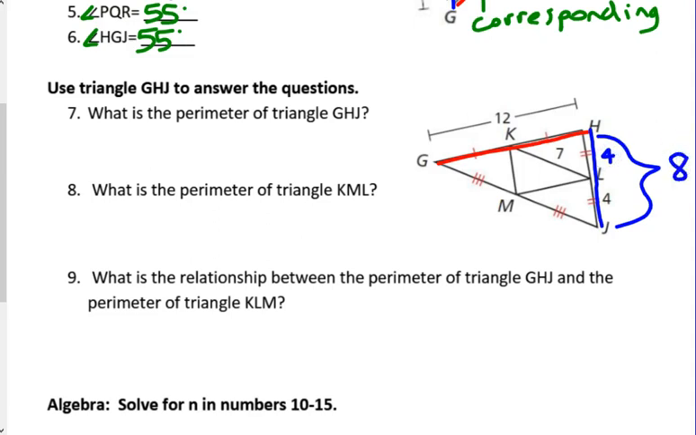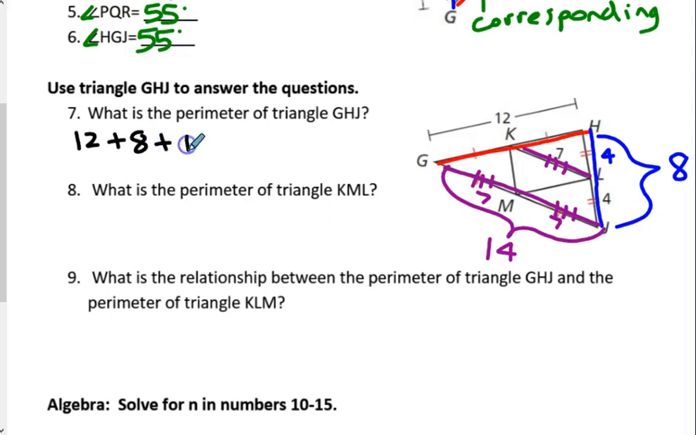And then, last but not least, GJ. If I know 7 is this mid-segment, I'll give it 3 tick marks, then I know each of these is going to be 7. And remember, the parallel side from a mid-segment is doubled, and it makes sense that this would be 14. So, to find number 7, we're going to add 12 plus 8 plus 14 for the big triangle GHJ's perimeter. And that's going to give us 34 units.